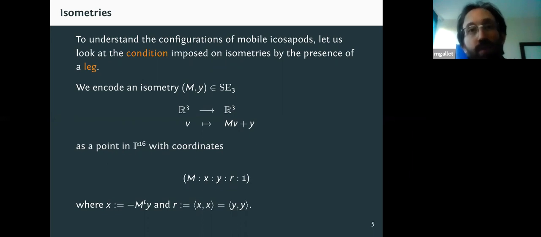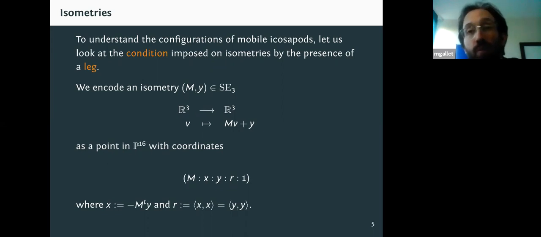a map that sends a vector point v in R3 to the point m times v plus y, where m is an orthogonal matrix and y is a translational vector. So what we decide to do is to encode an isometry not only with the matrix M and the translation vector Y, but rather we add some other quantities. So first of all, we add another vector X, which is obtained from Y by applying to Y the transpose of M and taking the opposite.